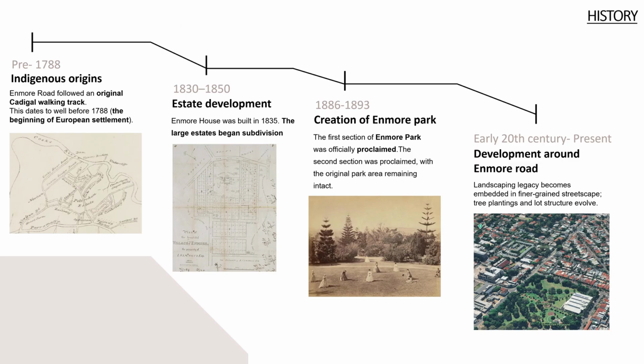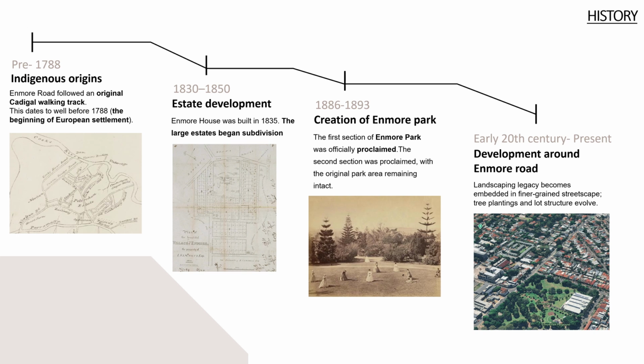Slide 2, History. Enmore Road has deep time layers that define its form today. Before 1788, the corridor followed an original Cadigal walking track. This indigenous pathway structured movement long before the urban grid existed. By the 1830s, the area became dominated by large estates such as Enmore House, built in 1835. Between 1886 and 1893, Enmore Park was proclaimed in 2 stages, preserving part of the former estate.